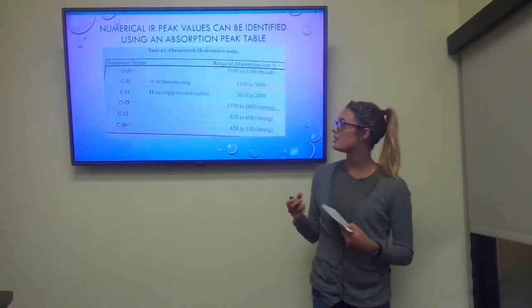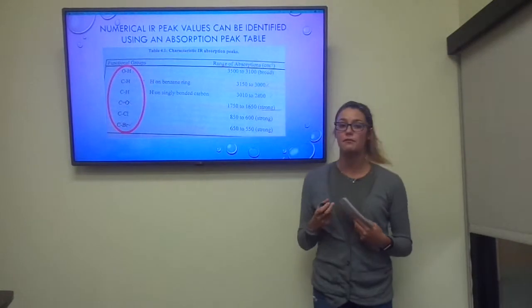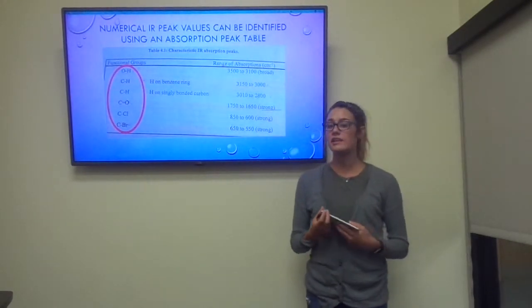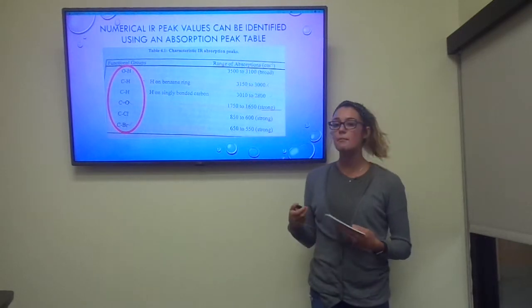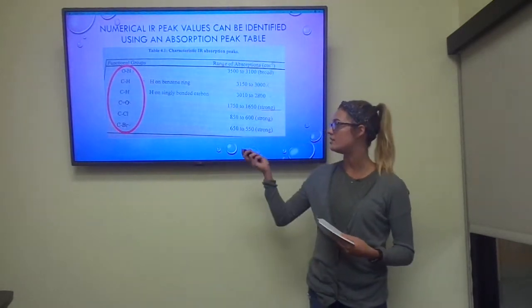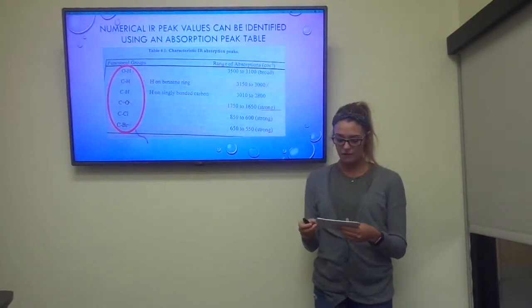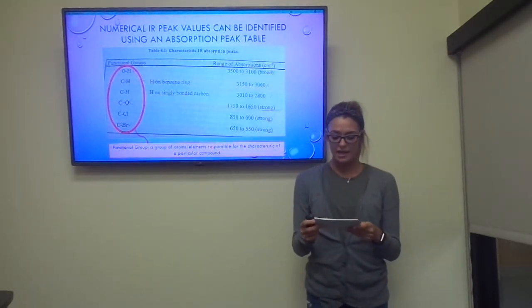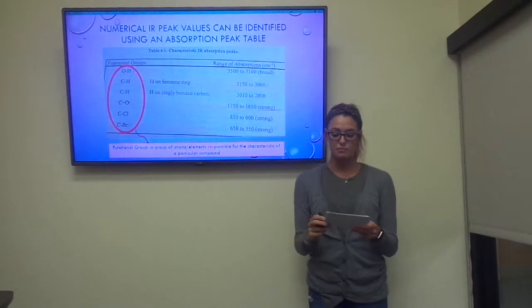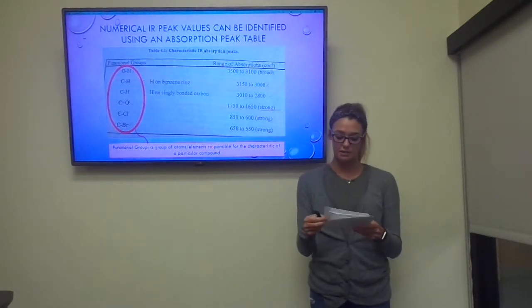So this is the information given by the lab manual. These right here are functional groups. So when I get an IR scan, I'm going to look at, which you'll see later on in the presentation, the numbers that correspond with the peaks, which will go with these functional groups. And as an overview, this was a topic covered in lecture. A functional group is a group of elements or compounds responsible for the characteristic of a particular compound.